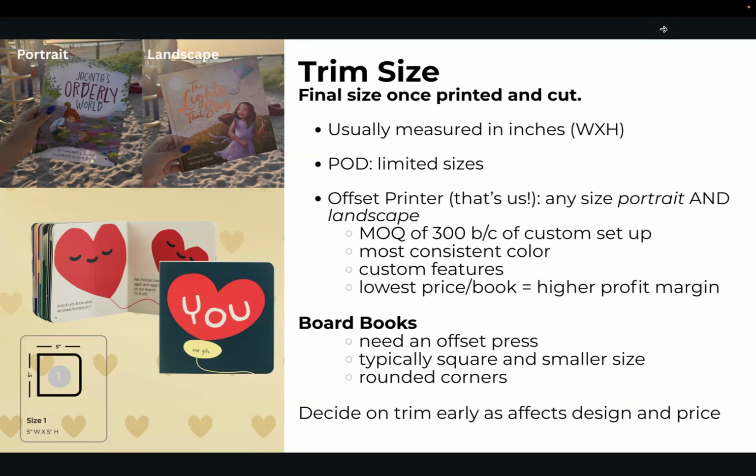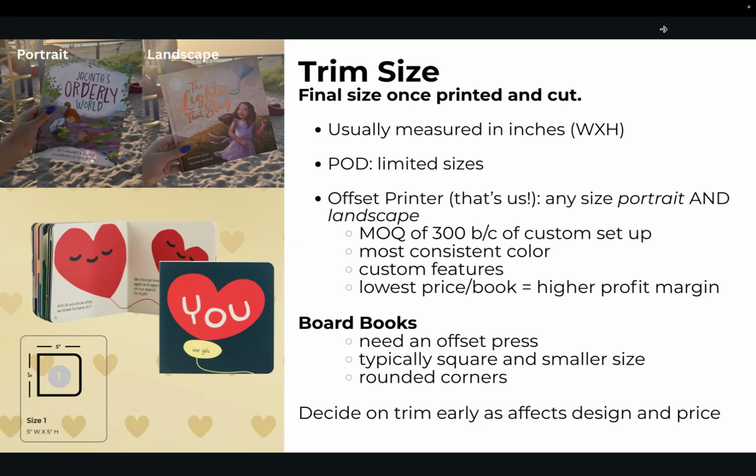But if you want a custom size and you're able to print 300 or more books, then you are going to get the top quality book. You're going to get the most consistent color in your book. You're going to be able to do all kinds of custom features, and you'll get the lowest price per book, which means the higher profit margin for you. We've actually done a webinar on the differences between POD and offset printing, so you can look that up in our YouTube gallery playlist, and there are a lot of different advantages and disadvantages to each. But that's just a quick overview in relation to trim size.